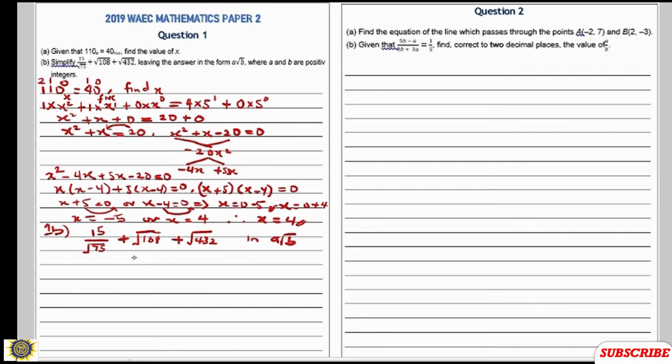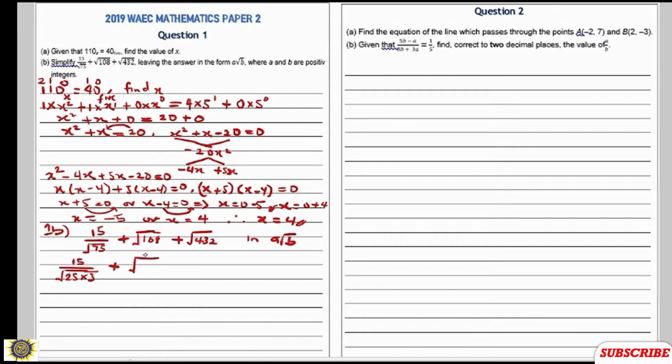Now, the first thing to do is, this is a surd, to express this root 75 and root 108 in their simplest form. So how do you go about it? We have 15 all over root 75, and 75 can be expressed as 25 times 3. So plus root 108.